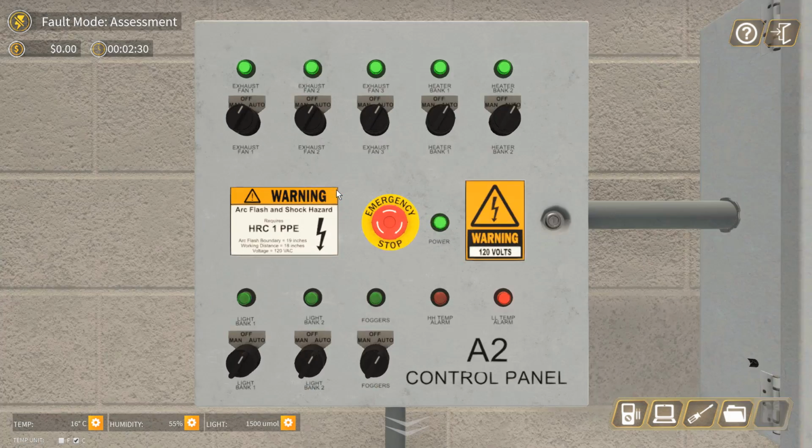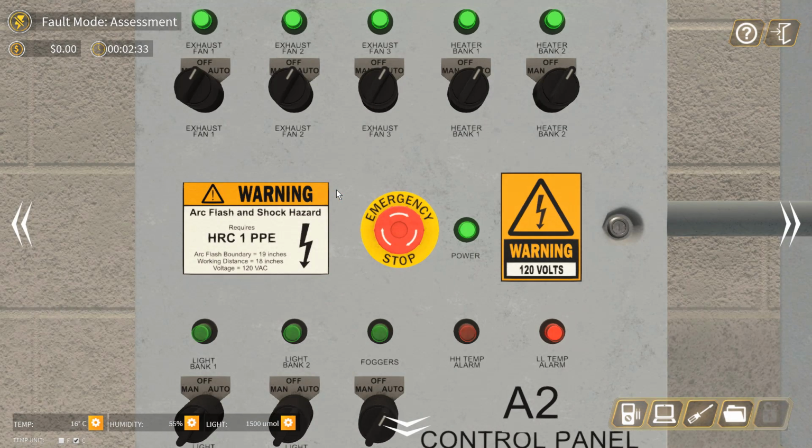After visiting the field site, I will go to the control panel and try to find any anomaly by looking at the lighting. Here I see there's a low temperature alarm, which is true because the local temperature now is 16 degrees Celsius, considered low. When the temperature is low, the foggers should turn on to produce fog or mist, and the heater bank should turn on too, but the exhaust fan is not supposed to turn on.